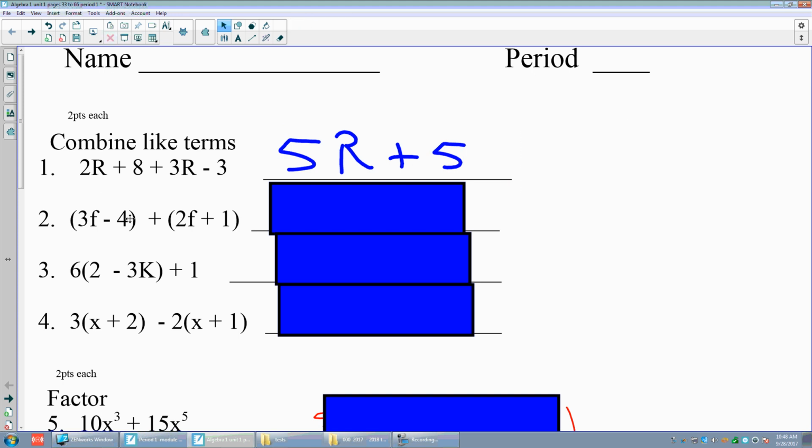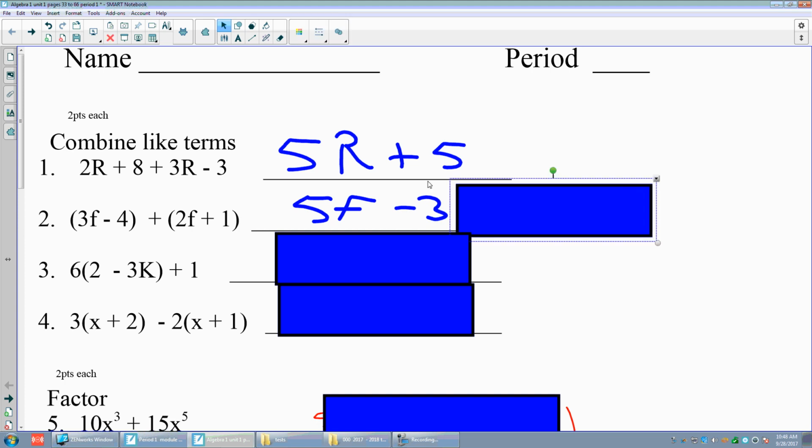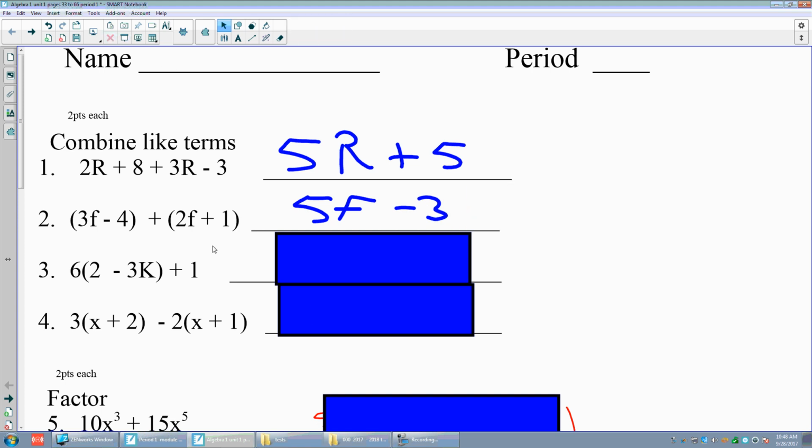Okay? Same thing here. Don't get confused. These are not touching, so it doesn't mean multiply. It just means combine. Three Frankfurters and two Frankfurters is five Frankfurters. And then negative $4 plus $1 is negative $3. Now you multiply. Six times two is 12. Six times negative three is negative 18k.